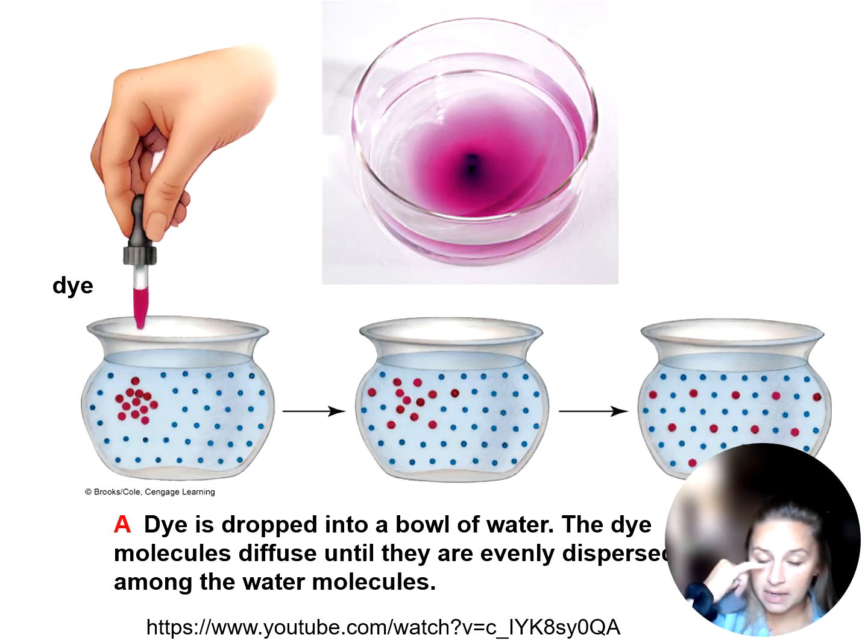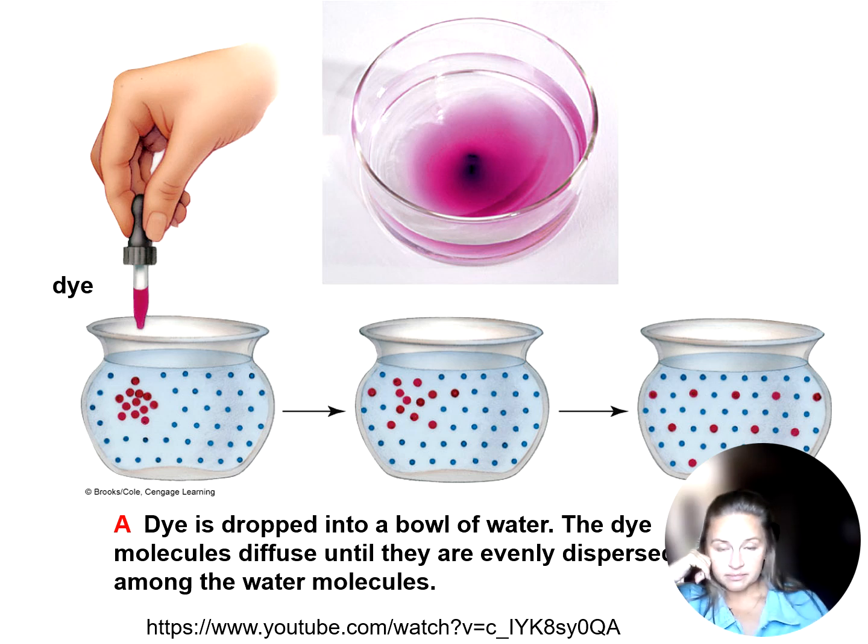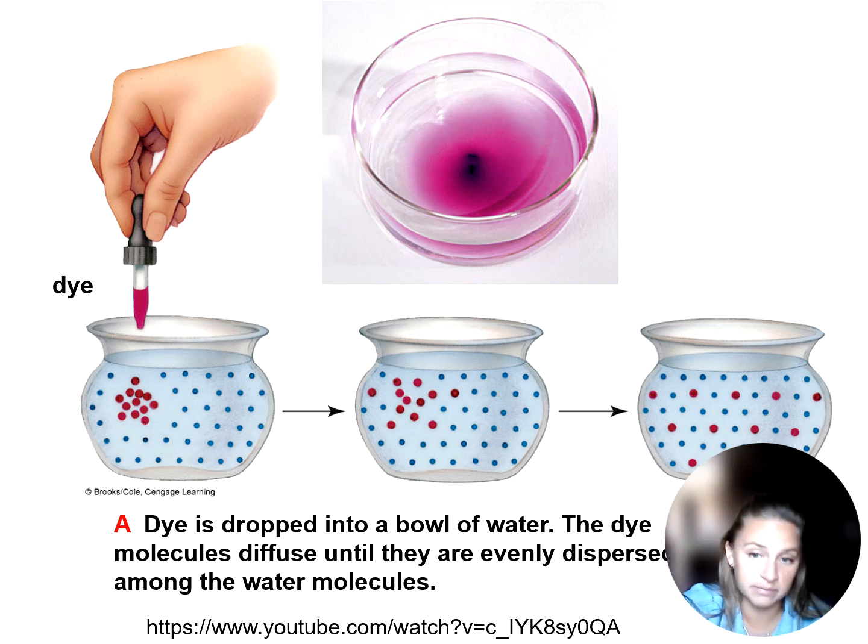This is showing an example of diffusion. It's showing how when this dye is put into the sample of water, the molecules will start to diffuse until they are evenly dispersed among the water molecules. So in diffusion, the molecules always move from an area of high concentration to low concentration until equilibrium or homeostasis is reached, which just means equal distribution of whatever that substance might be.